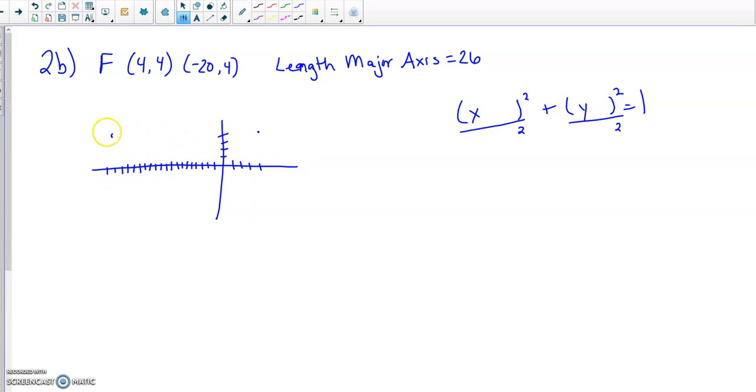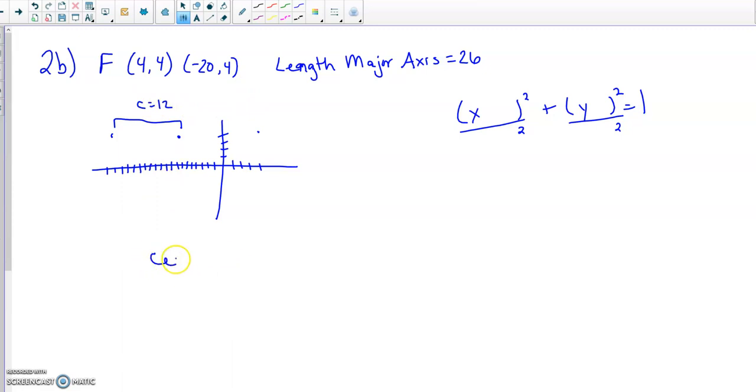Okay. So I got to figure out the center. So if I count from this dot to this dot, I'm going to get 24. So half of 24 is 12. Wait, hold on. Let's do it this way. 1, 2, 3, 4, 5, 6, 7, 8, 9, 10, 11, 12. Okay. So we know from here to here, my C value is going to be 12.